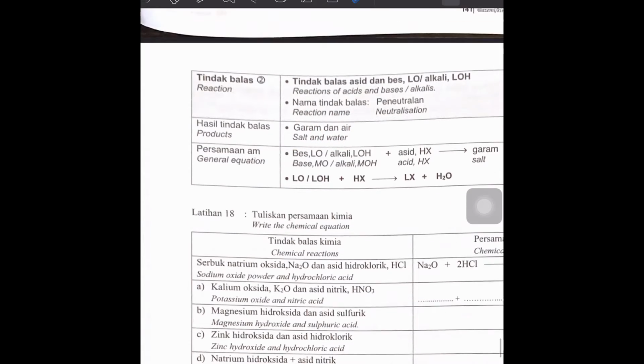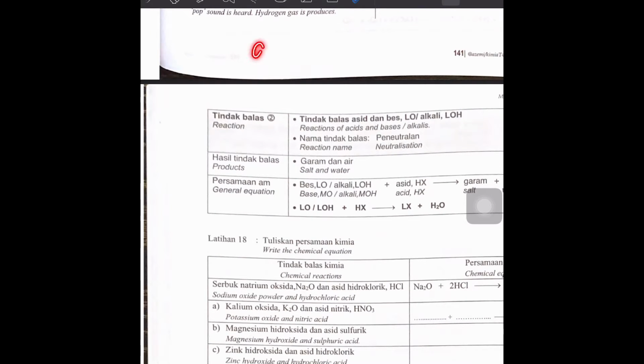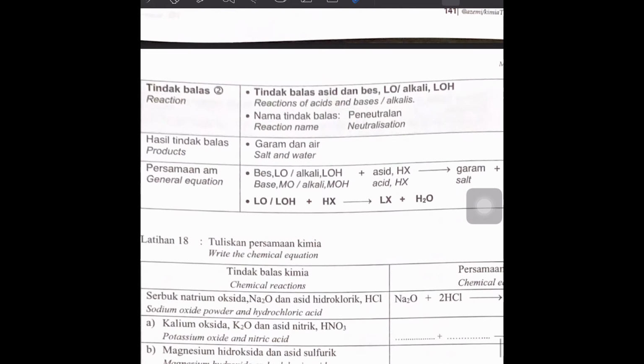Earlier in the first reaction, remember? Acid reacts with reactive metal to produce salt and also hydrogen gas. That is the first one, you need to remember the products. For the second, the products are salt and water. So this is the template, the basic one. MO is the base, or MOH.